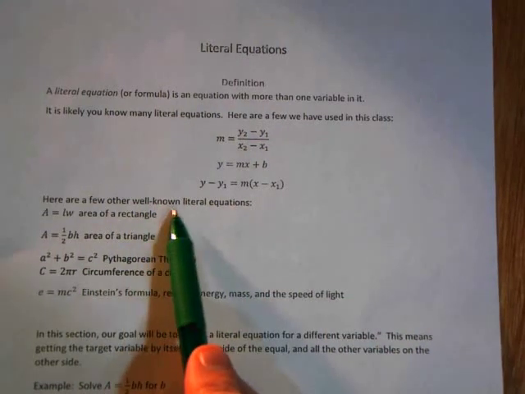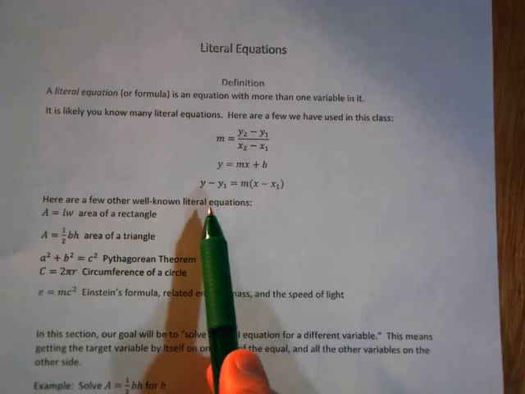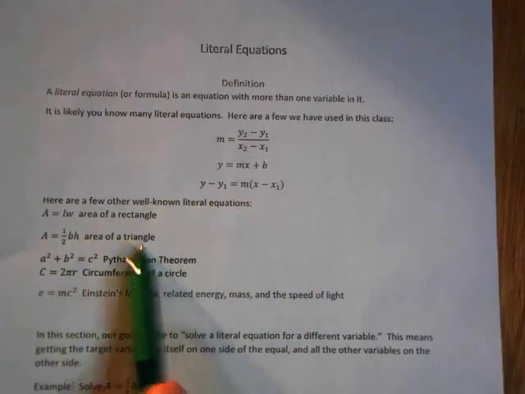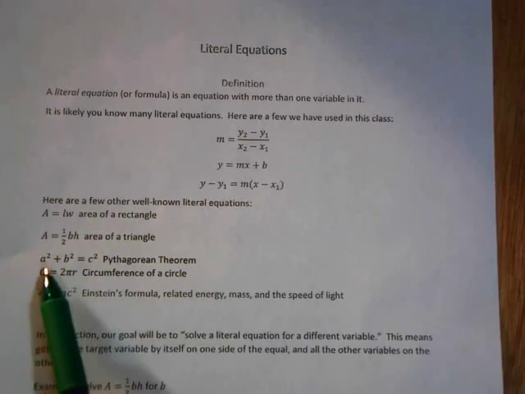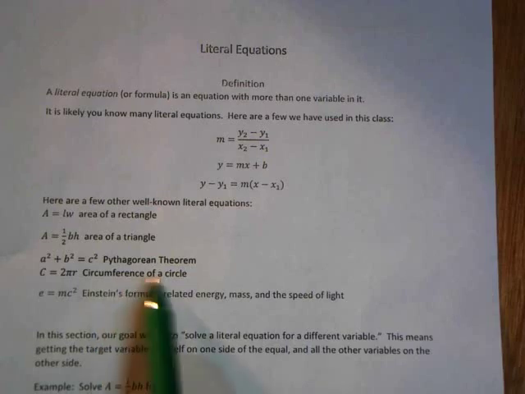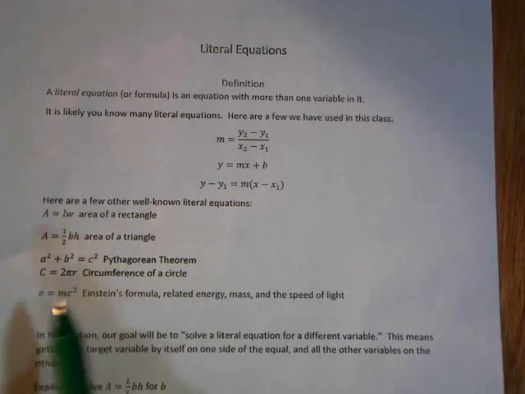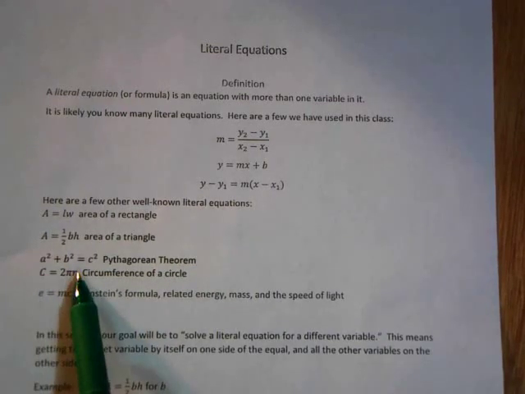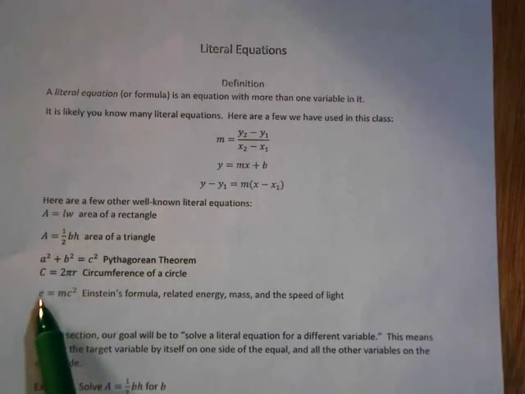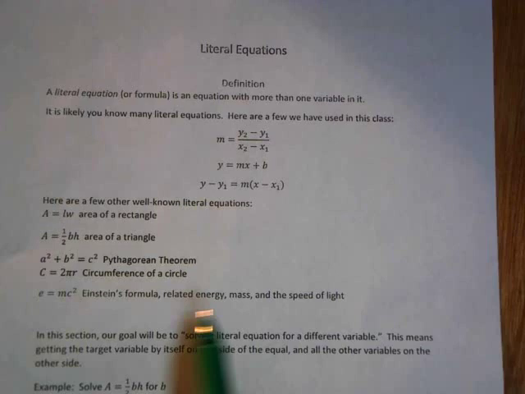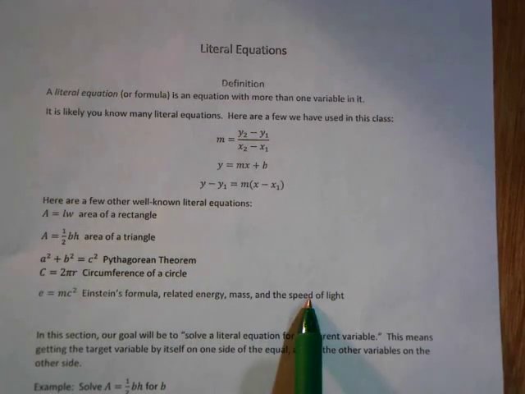Here are some other well-known literal equations, ones that you probably know. Area of a rectangle is length times width. Area of a triangle, 1/2 base height. The Pythagorean theorem, most students know that one. Circumference of a circle, c equals 2 times pi times r. Now this one only has two variables, the c and the r. Pi is a known constant. E equals mc squared. That's Einstein's famous formula relating energy, mass, and the speed of light.